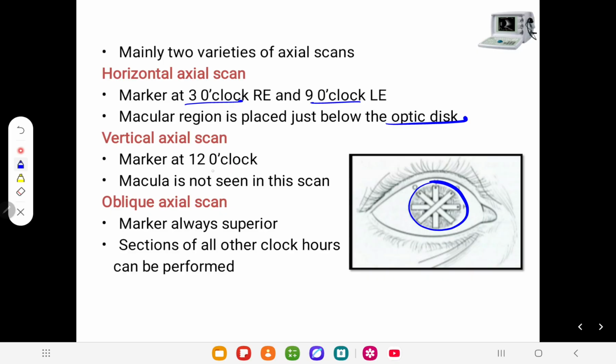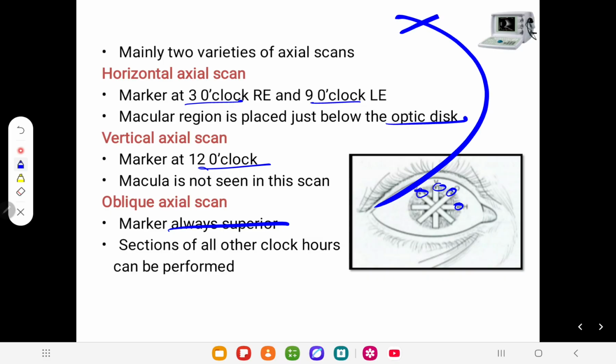The vertical scan is 12 o'clock. This is the vertical scan, this is the horizontal scan, and this is the oblique scan, isn't it? The oblique marker is always superiorly marked in the oblique scan. Can you see the marker in this black dot, this dot, this dot? It's very important when the marker is placed, because the placement of the marker is displayed in the upper part of your monitor, isn't it?